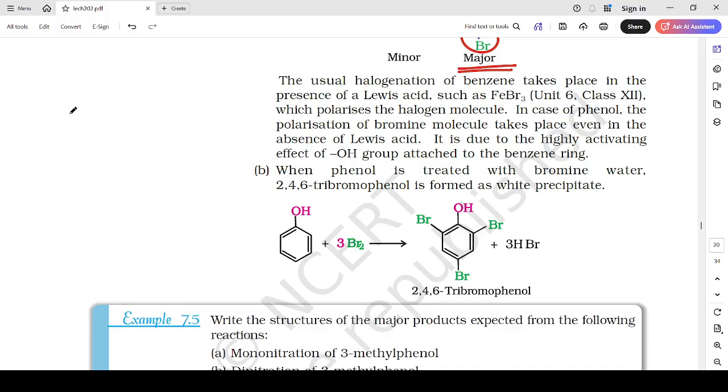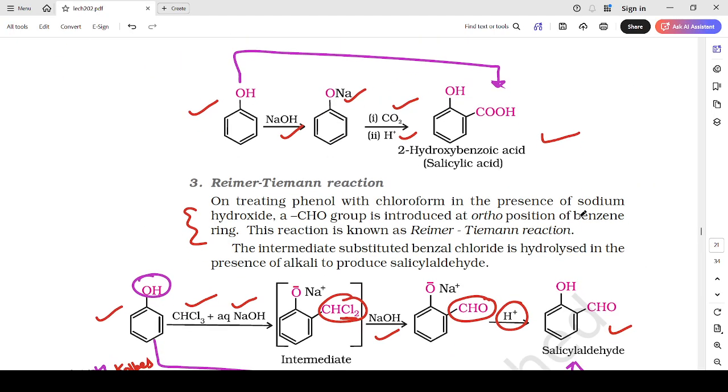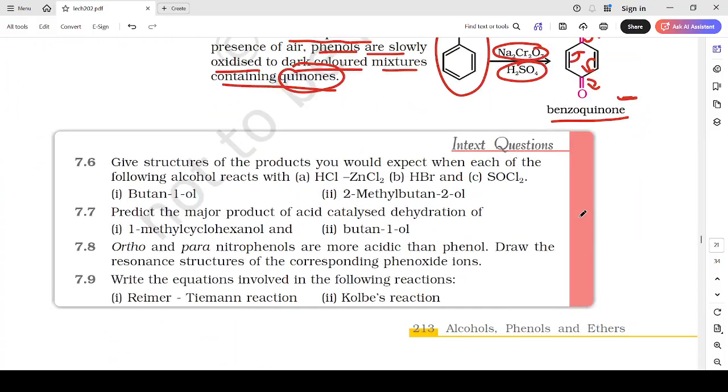We also learned that in order to halogenate phenol, you don't need FeBr3 catalyst at all, because phenol itself, OH itself, is a very good activator so that Br plus can directly come and attack the benzene. When phenol is treated with bromine water, that means Br2 in the presence of water, a protic solvent, three bromo substitutions happen at a time. It is also a white precipitate. So we have completed the reactions of phenols till now. Okay.